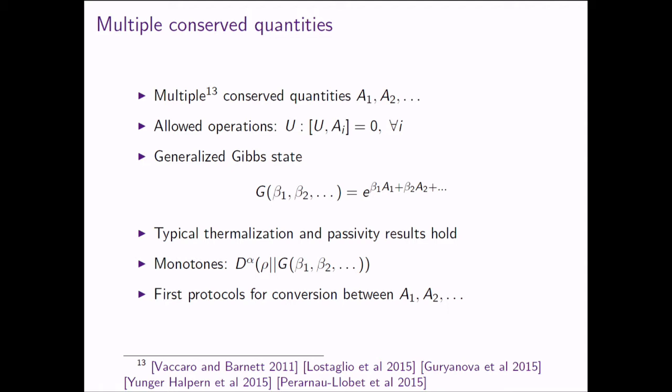And we're starting to see the first protocols to try to convert between all of these quantities. So for example, you could have one reservoir that only stores energy and one reservoir that only stores spin, but has a degenerate Hamiltonian, and you want to trade between these two quantities. And here there are very interesting effects when these quantities do not commute, and this is a nice area to explore.